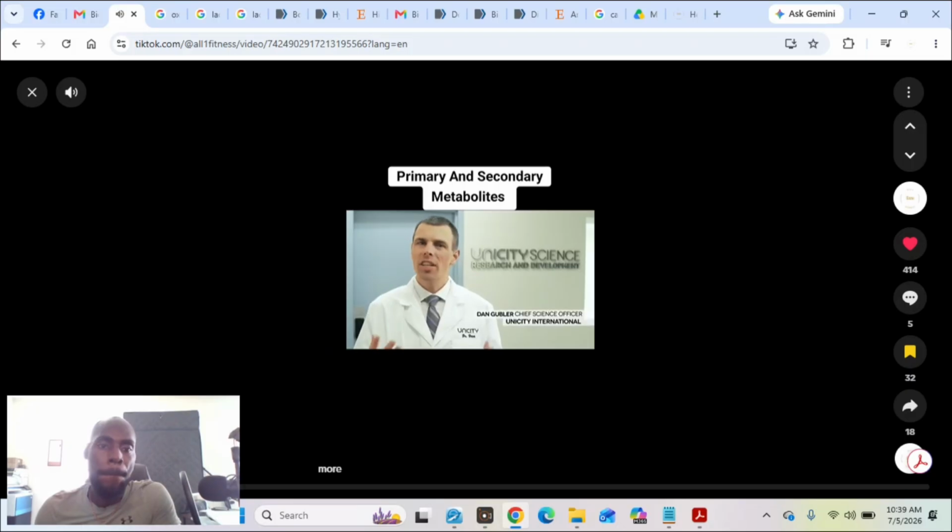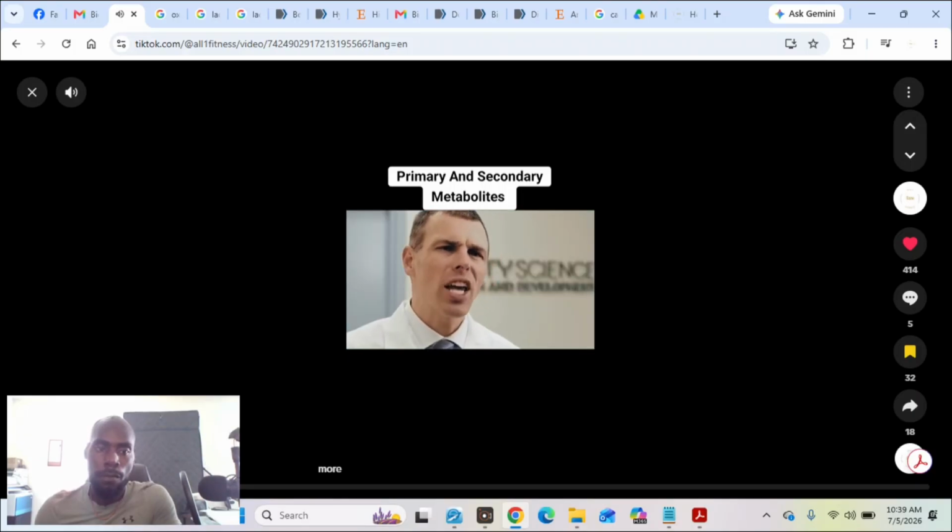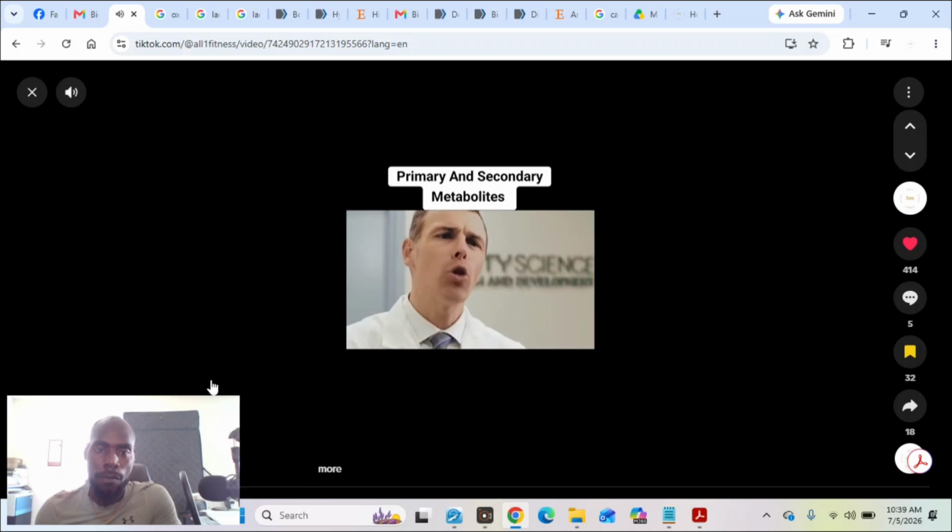So, what is the difference between primary metabolites and secondary metabolites found in plants? Primary metabolites are compounds that help to form the general shape and structure and scaffold of a plant. Examples of primary metabolites are proteins.